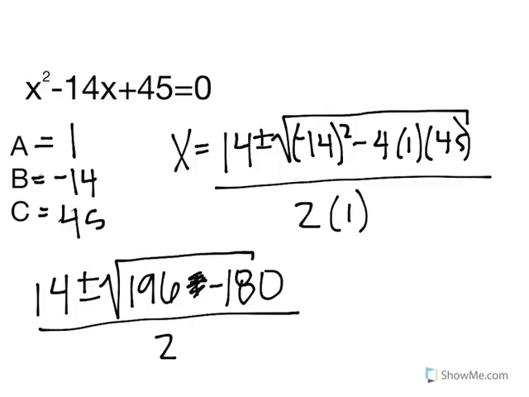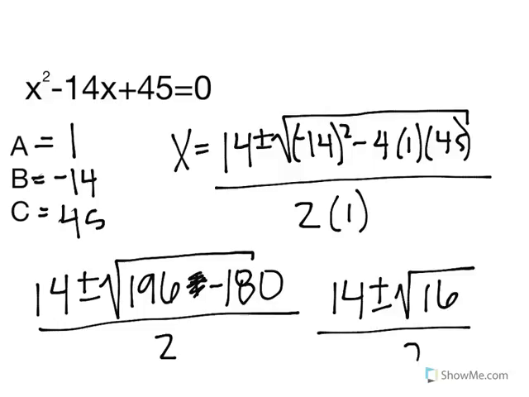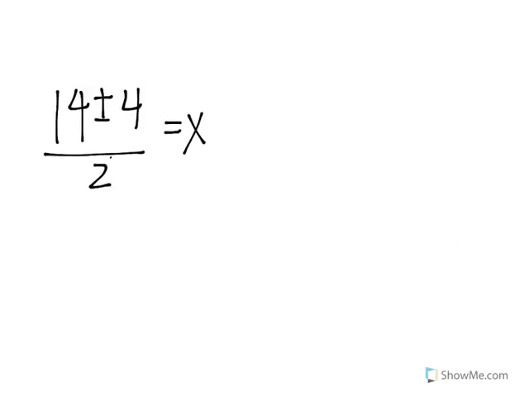If you continue simplifying, it will end up being 14 plus or minus the square root of 16 over 2 equals x. Since we know the square root of 16 is 4, we end up with 14 plus or minus 4 all over 2 equals x.